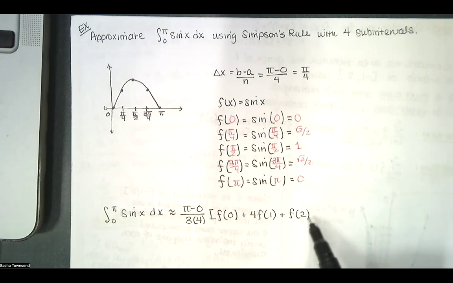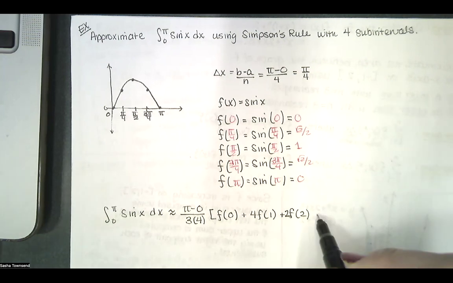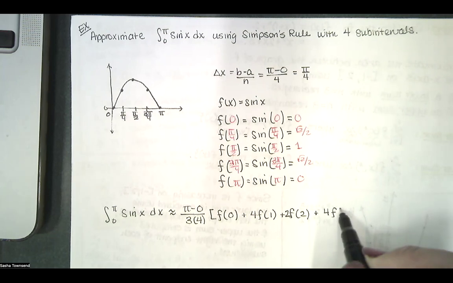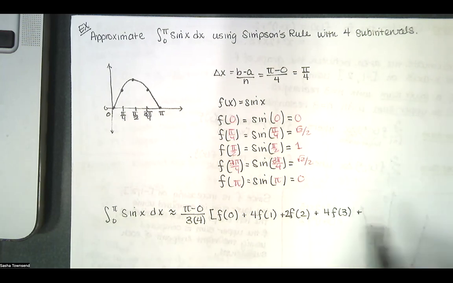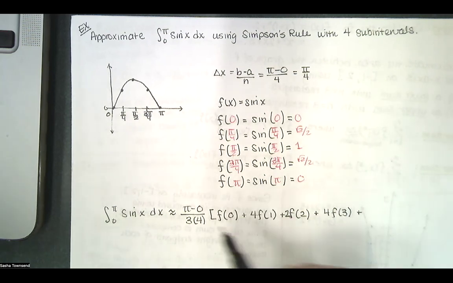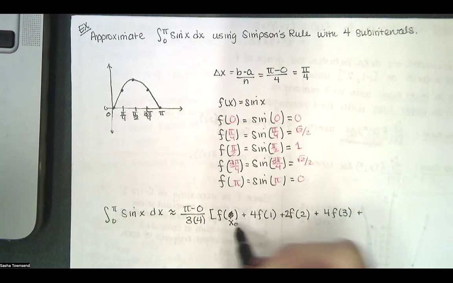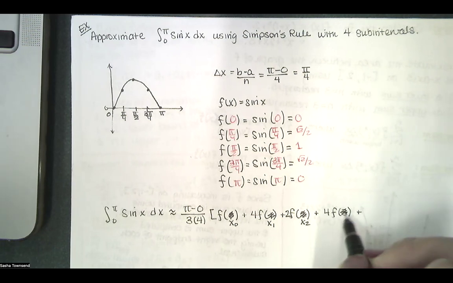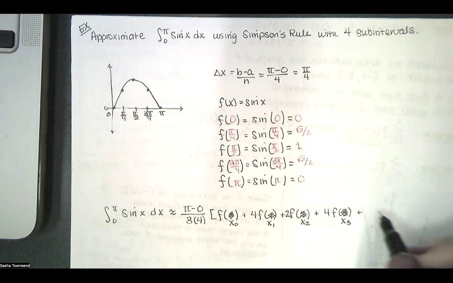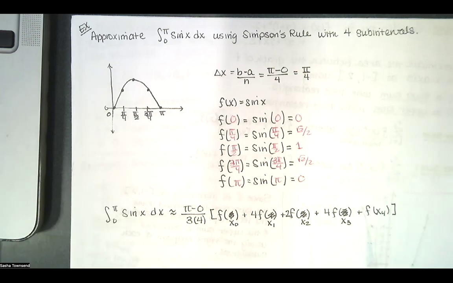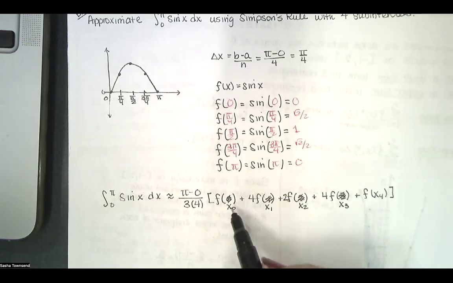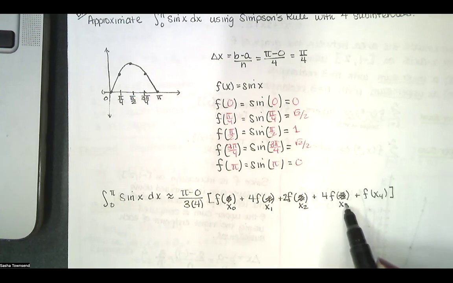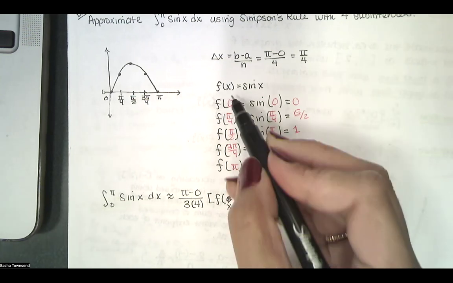And then we're going to add the function value at 2, plus 4 times the function value at 3, plus, or not 3. This should be x sub 0, x sub 1, x sub 2, x sub 3. And then the final one is f at x sub 4. All right. And then x sub 0, x sub 1, x sub 2, x sub 3, and x sub 4 are these values right here.